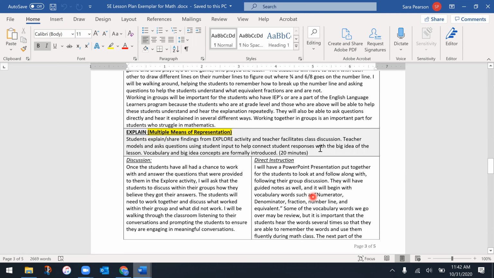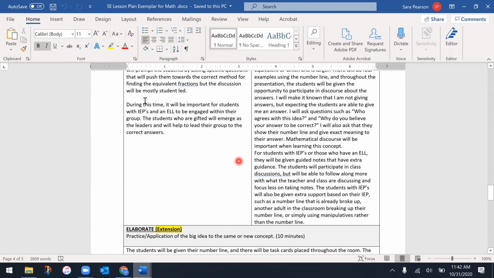Then please also think through some of that differentiation. How are we going to support our ELLs, our IEPs, and challenge our gifted students? I can imagine maybe my gifted students would answer this explore question pretty quickly. So I might even in the explore area give them a harder question than the other students are working on.